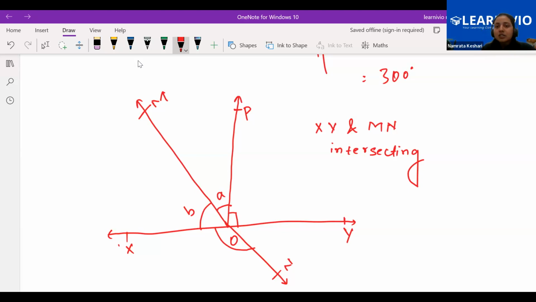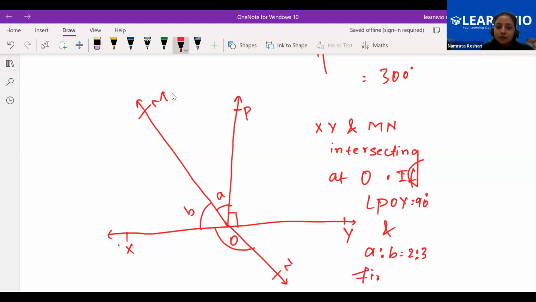It is written clearly over here that XY and MN intersect at O, angle POY is given as 90 degrees, and A is to B is given as 2:3, then we have to find C. Which one is C? This one is C. Let me show you properly. Let me remove this.